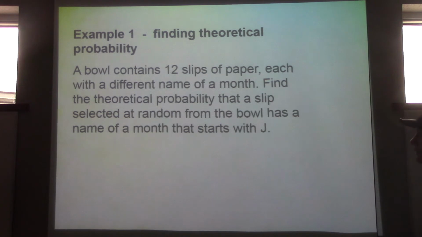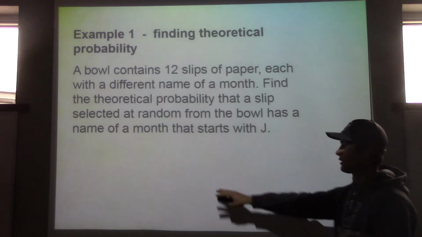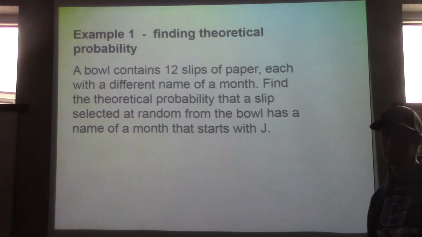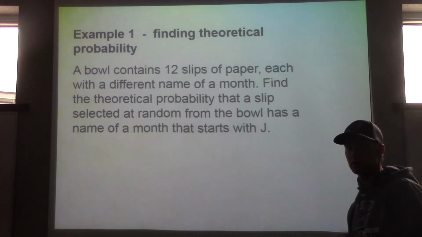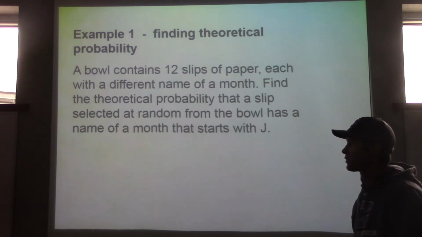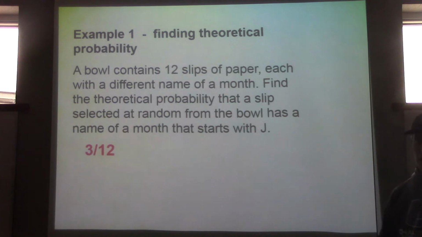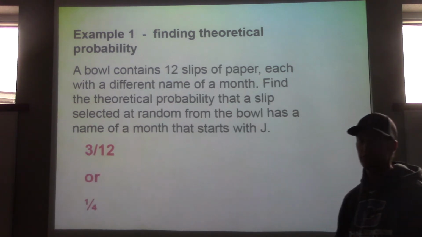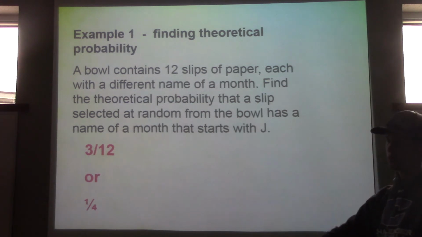So find the theoretical probability that a slip selected at random from a bowl has a name that starts with J. So we have a total of 12 months, so that would be our denominator. We have January, June, July as our months that start with J. So it would be 3 out of 12, and you would reduce that down to 1/4. So 1 out of 4 chances that you pull a month that starts with J.